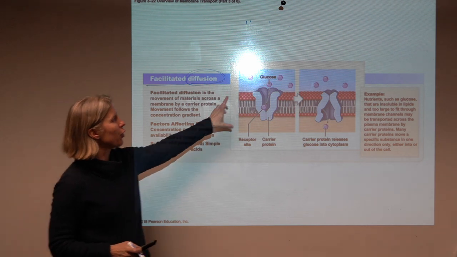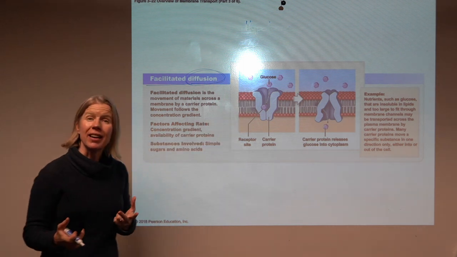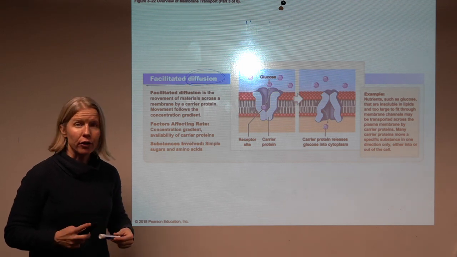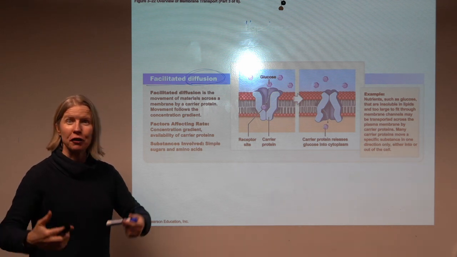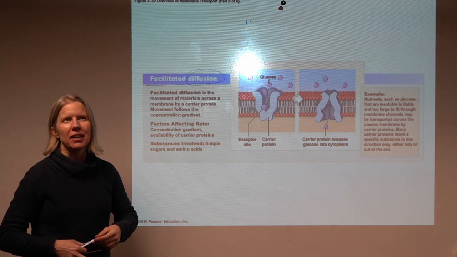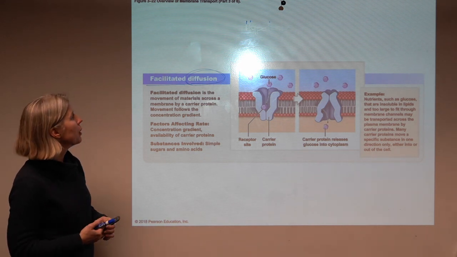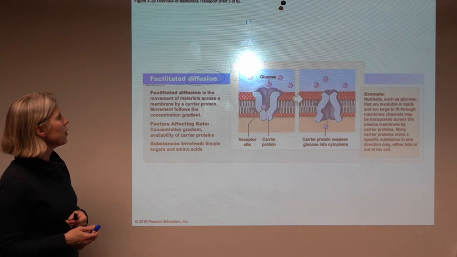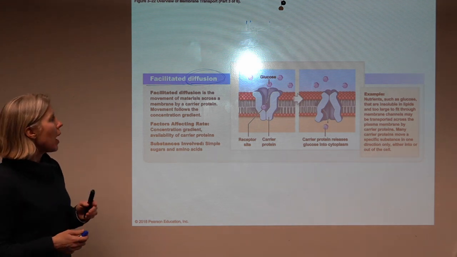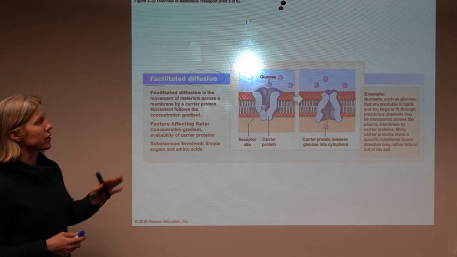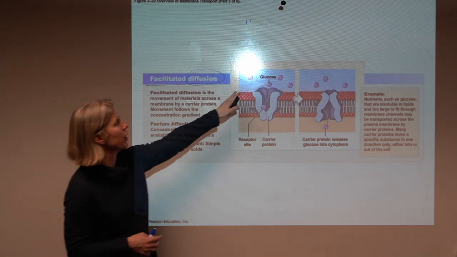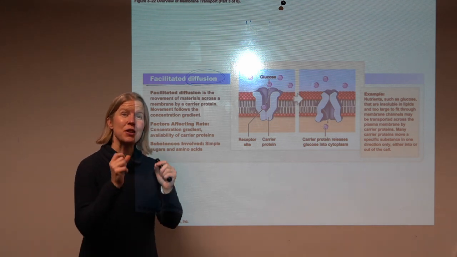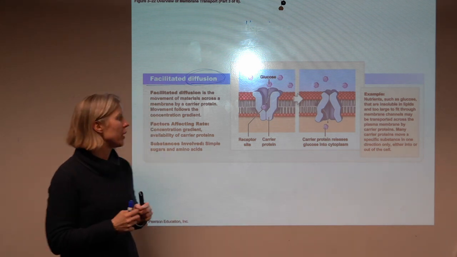So this is going to be things like ions that need a protein in order to enter the cell, right? They're not just flowing freely through the phospholipid bilayer or through a constantly open channel. In this case, nutrients, the example they're giving is glucose, are moving across the membrane. It is always still moving down its concentration gradient.